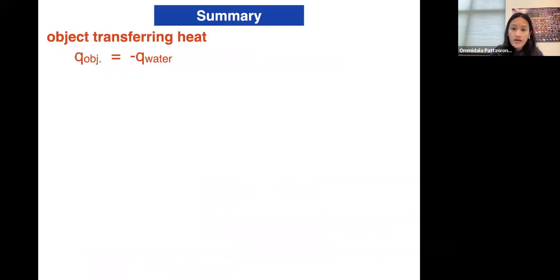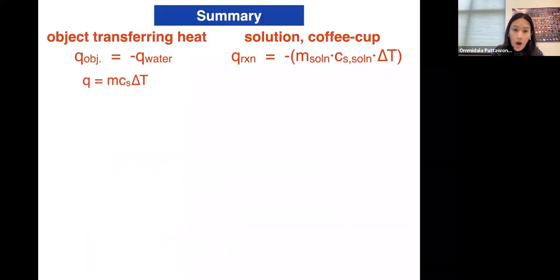The summary of this lecture is that we're looking at objects transferring heat. We're looking at water and a hot object transferring heat. We use the equation Q equals mCΔT from 8.4 to help us determine the temperature change and how the heat transfers between those two objects. We also look at the heat of the reaction when we dissolve salt into water to make an aqueous solution. So we're looking at the heat involved in the process of making a solution.